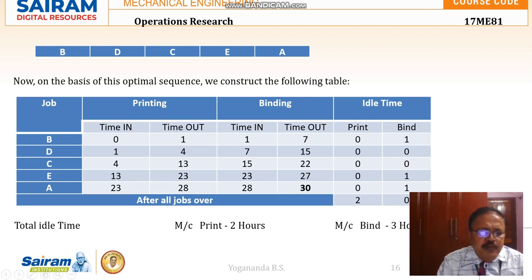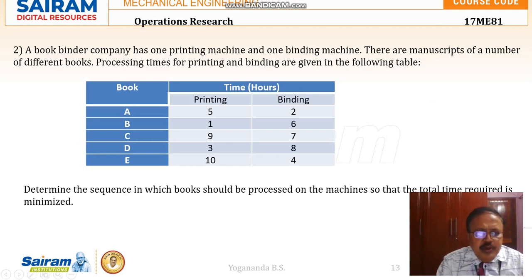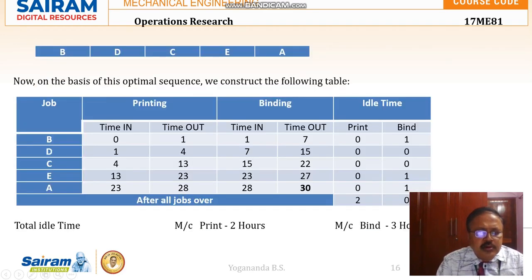Once the previous job B is done on printing, the next job in the sequence, D, will enter the printing machine at the end of the first hour. Then it gets processed there. D gets processed on the printing machine for 3 hours and the binding machine 8 hours. So 1 plus 3, that is at the end of the 4th hour, it comes out of the printing machine.